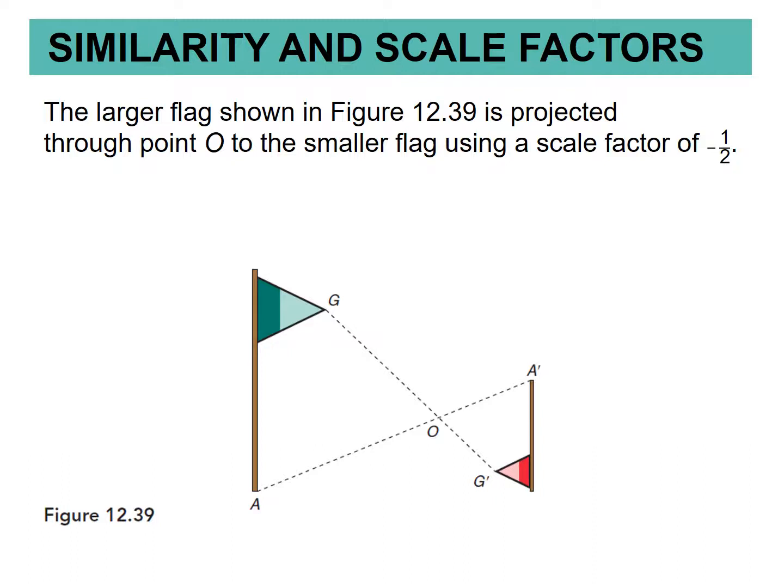So here's an instance where we have a negative scale factor. If I look at the distance from O to G and compare it to O to G prime, this is 1/2 the distance of that. But the projection point is in between the objects. So if I take into account the direction, the scale factor is a negative 1/2. The negative means it's been inverted.